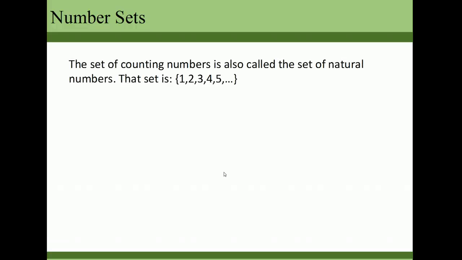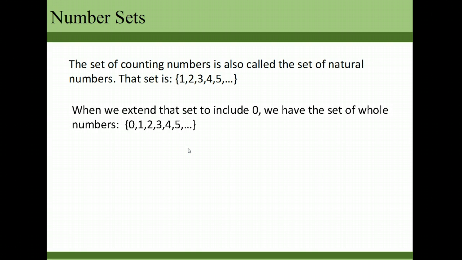So the set of counting numbers is also called the set of natural numbers. And so this is the set 1, 2, 3, 4, 5. This is just the natural number system, the ones that are the most intuitive, the ones that were first arrived upon when numbers were first being thought about, right? These are the easiest ones to think about. You have 1 sheep, you have 2 sheep, you have 3 sheep, that kind of stuff.